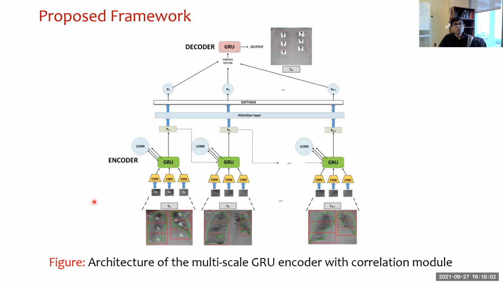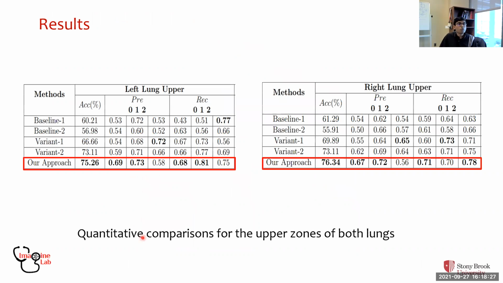the lung. In order to do that, we designed a multi-scale gated recurrent unit encoder with a correlation module. This correlation module was the important piece of this puzzle, because it essentially looks at how similar or how dissimilar the information is between the different lung zones. Using this, in fact, helped us achieve a better performance in predicting the severity at a later time point.